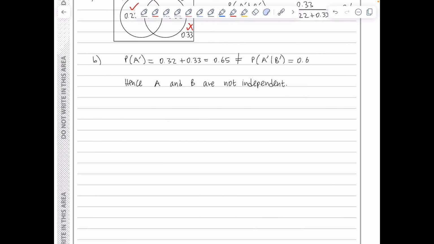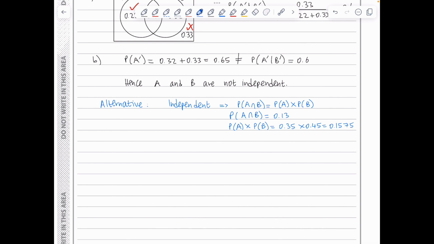Now, alternatively, we could have said that if they are independent, this means that the probability of A intersection B is equal to the probability of A times the probability of B. We know that the probability of A intersection B is equal to 0.13. Now, the probability of A times the probability of B can be calculated by multiplying the 0.35 with the 0.45. And this gives an answer of 0.1575, and we can compare the two, and we say that since the probability of A intersection B is not equal to the probability of A times the probability of B, then A and B are not independent.